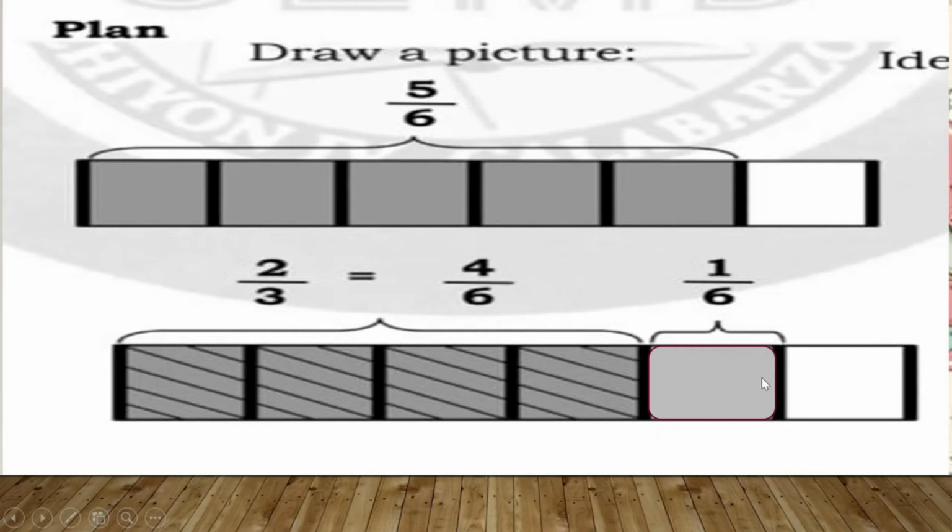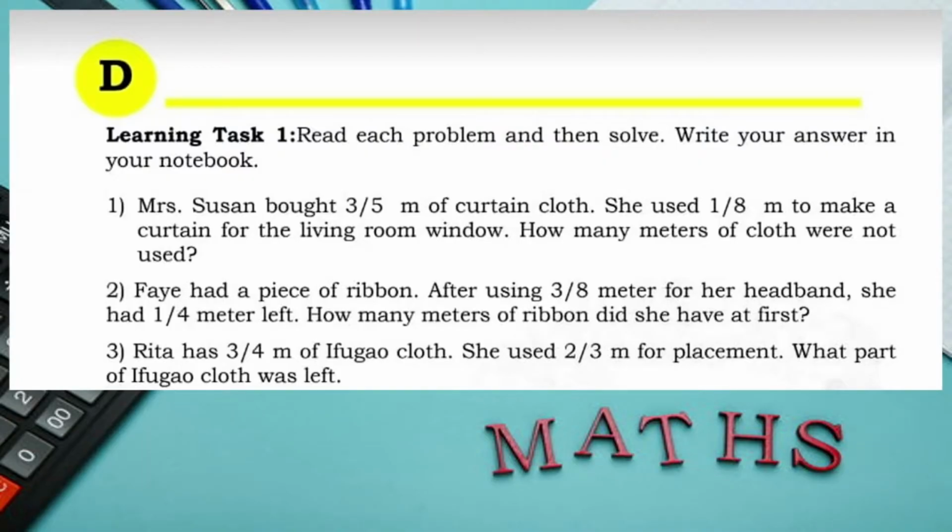Okay? Sa module nyo, ano siya? Kulay white. Pero dapat gray po siya. So ang natira, 5 minus 4 is equal to 1. Or 5/6 minus 4/6 is equal to 1/6. Okay? So napakadali lang. Another example.